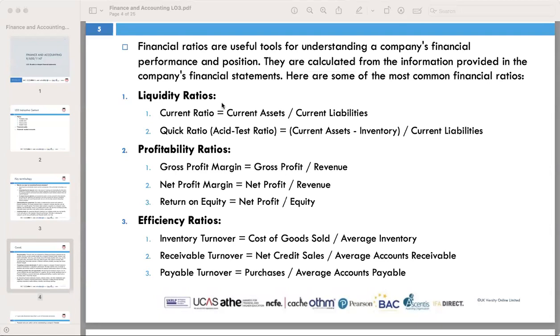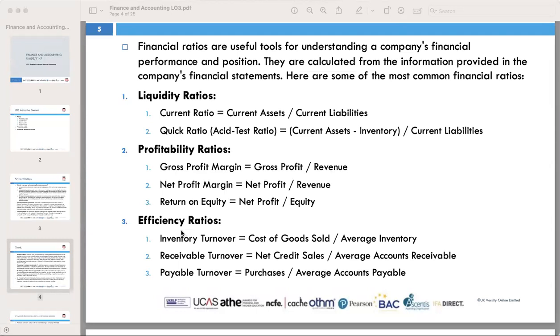Net profit margin. This ratio shows the percentage of profit a company earns from its total revenue after deducting all expenses. It is calculated by dividing net profit by revenue.